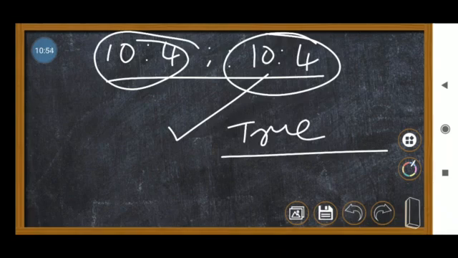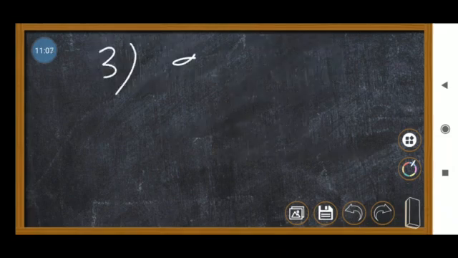For example, 40% to 200%, and here 15 to 75. So you have to do that. First, for the percent, you have to find the ratio. 40 is to 200, find the ratio. I am saying that for the third one, A. Okay.